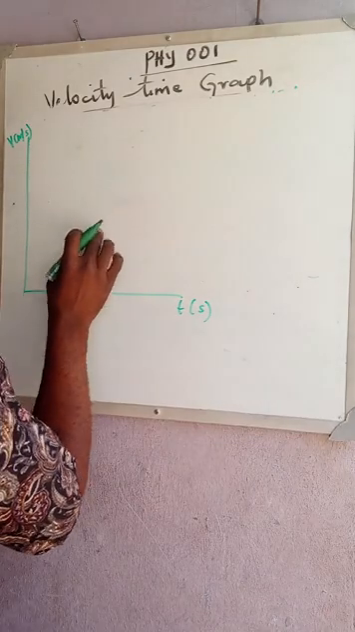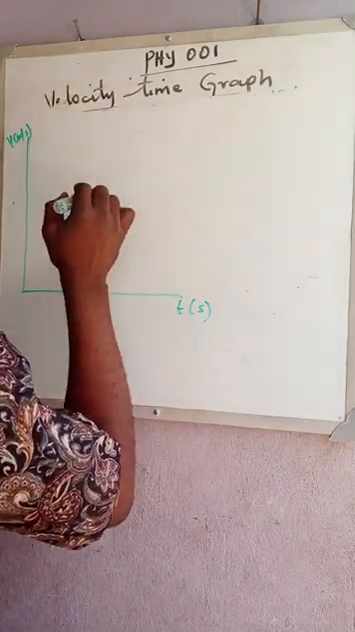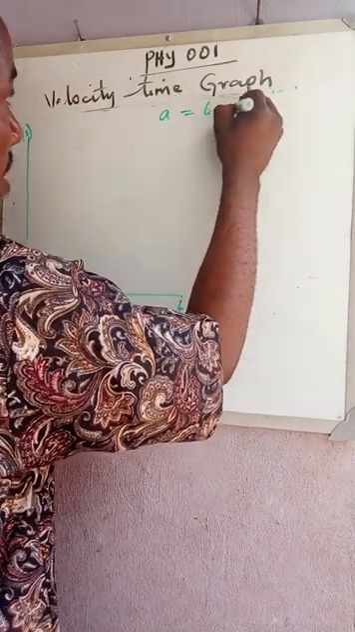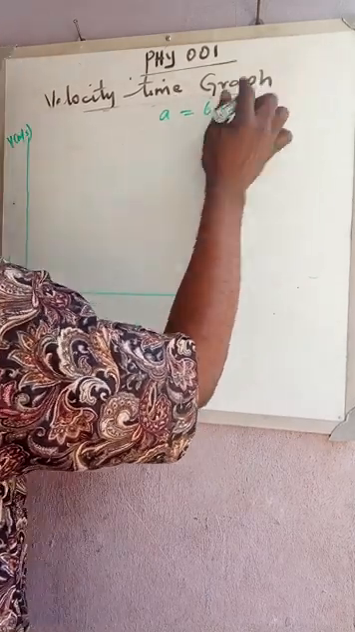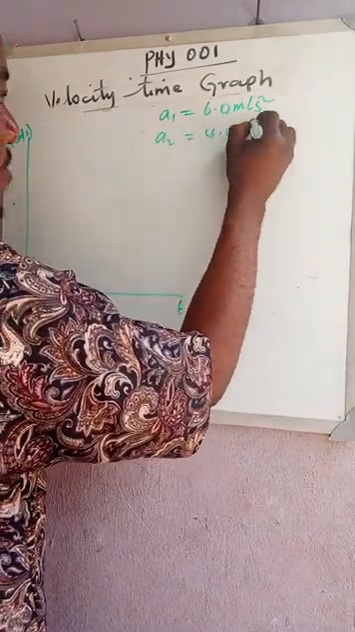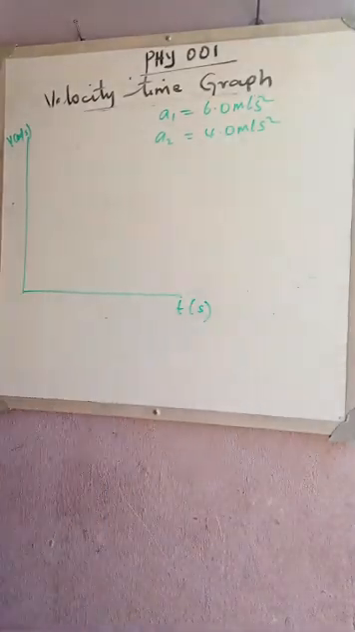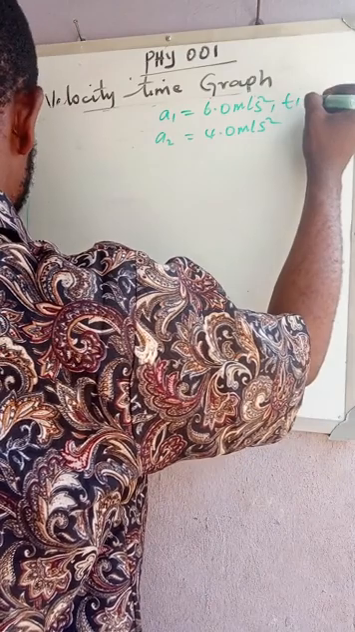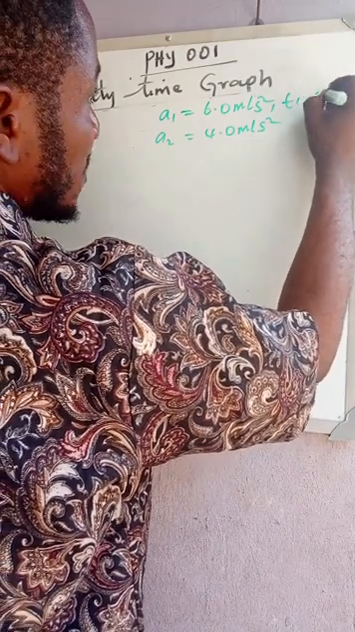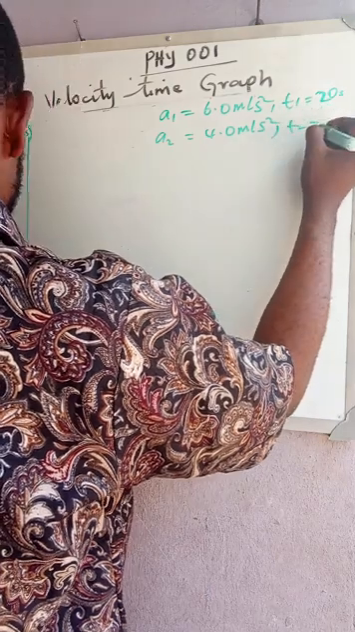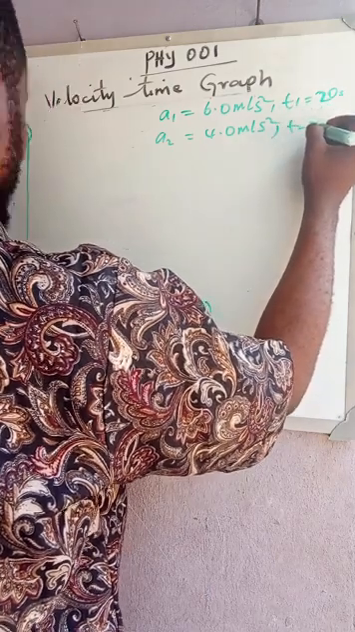The body starts from rest. Before then, I cannot solve this question, because they say a body starts from rest with an initial acceleration A given to us to be 6.0 meters per second squared. That is A1. Then A2 is 4.0 meters per second squared also, but remember that it is reduced. At A1, what is the time? At A1, T1 is equal to 20 seconds. Then T2 is equal to 10 seconds.